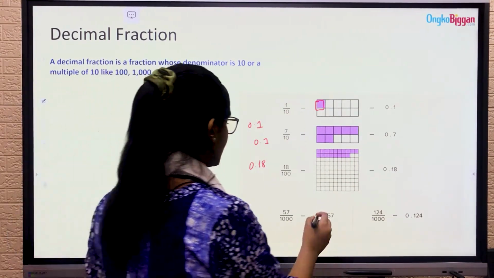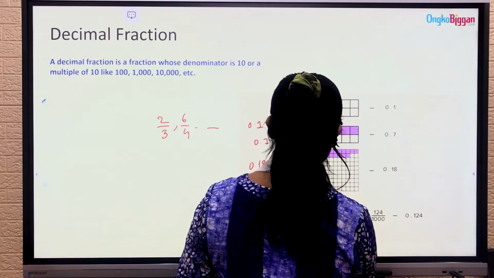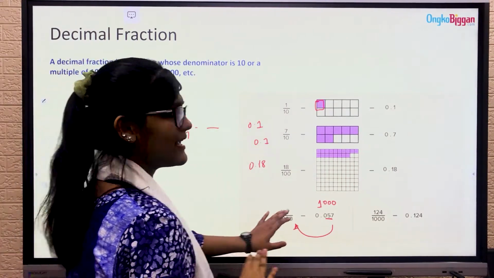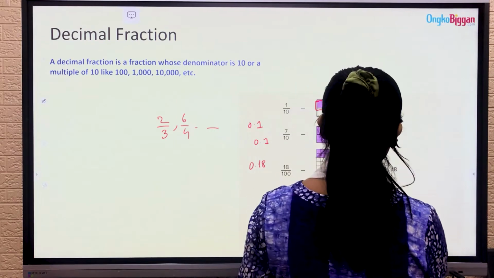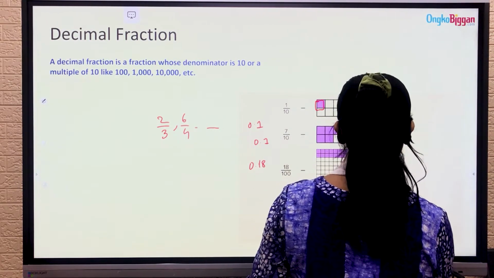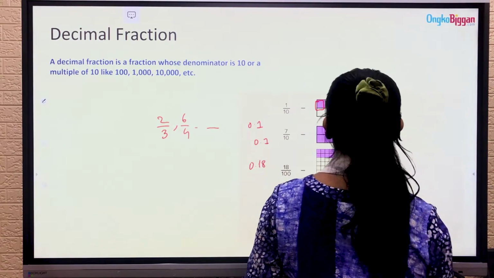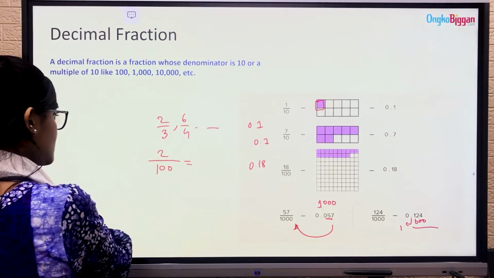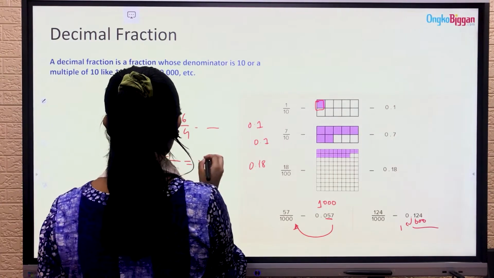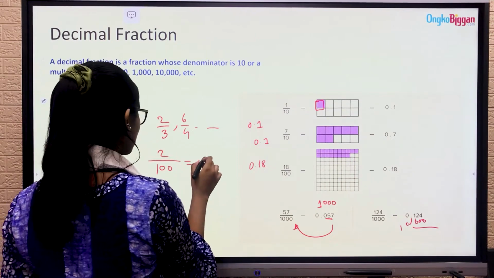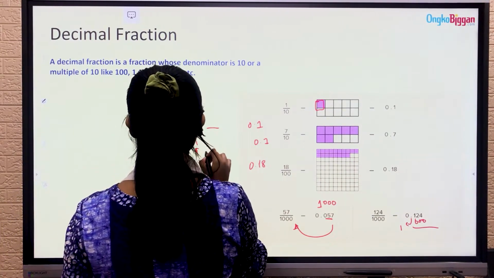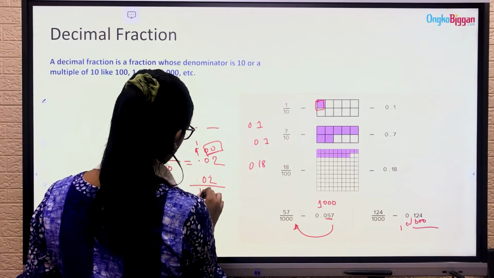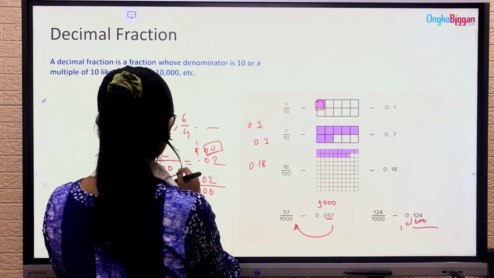So in this way, for the point we have 1, and for every digit we count 0. We have already learned in the lower classes how to convert these things. Similarly, for 24 by 1000, we give 1 for the point and a 0 for every other digit. Like if we are given 2 by 100, we will put a point, and then for the digits we write 0 and 2. That is, for the point we give 1, and for every digit we give 0. So in this way we get 0.02 from 2 by 100.